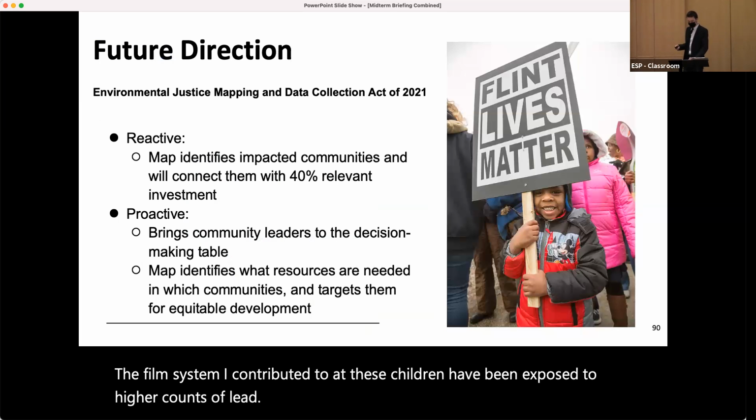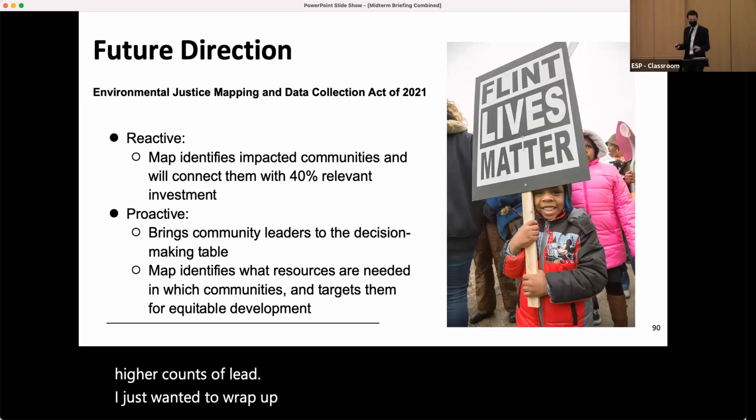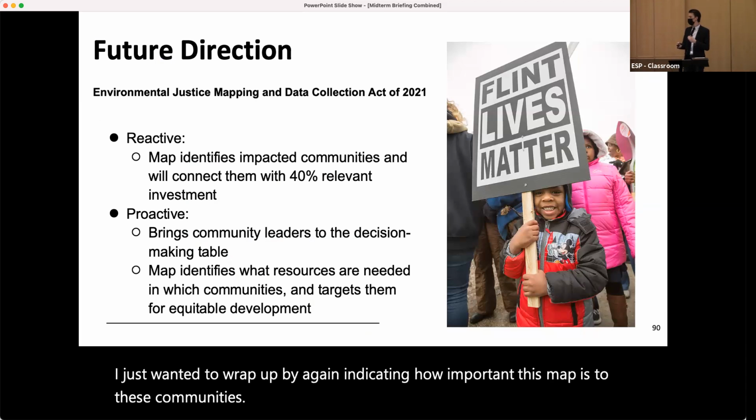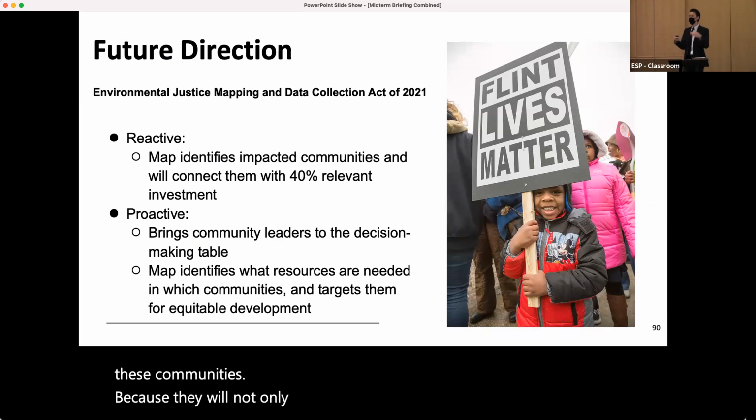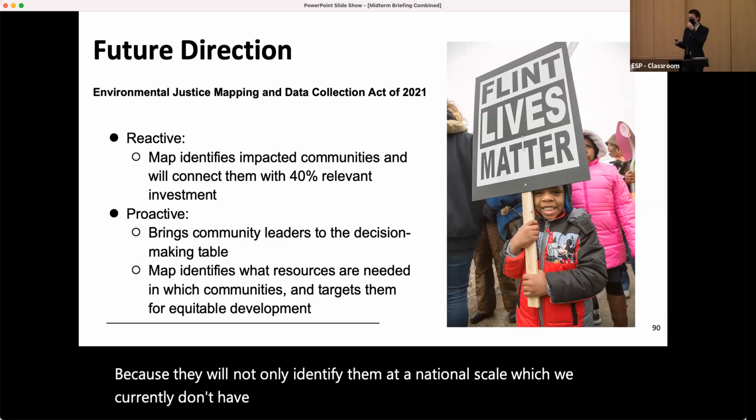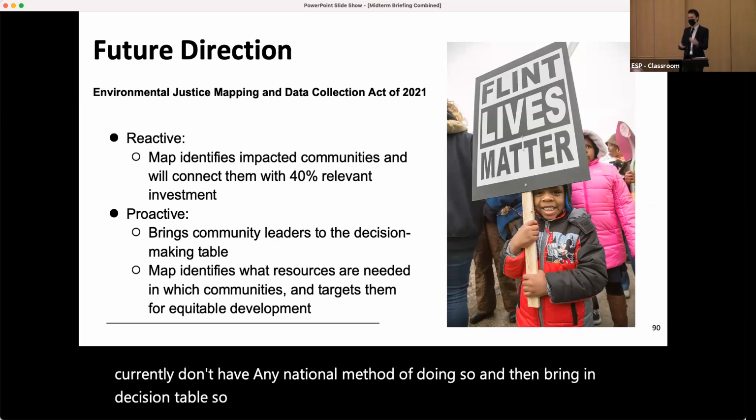I just wanted to wrap up by again indicating how important this map is to these communities, because it will not only identify them at a national scale, which we currently don't have any national method of doing, but also bring them to the decision table so they can create equitable development for the future.